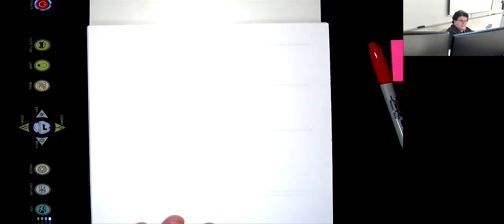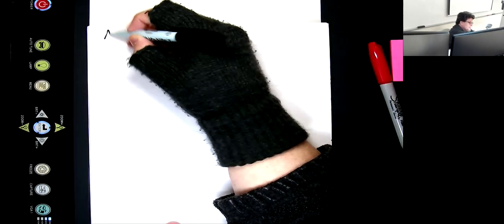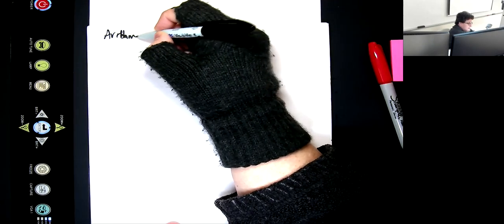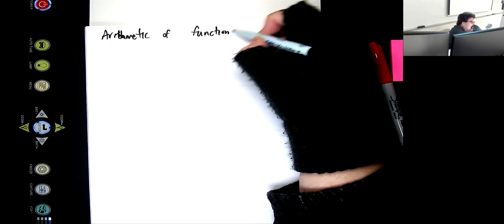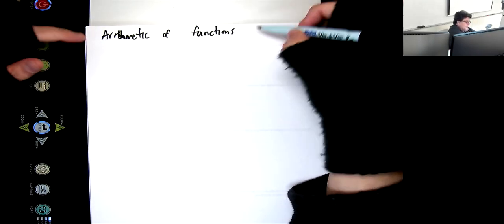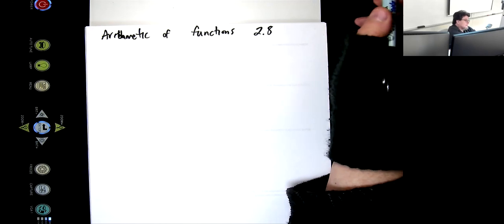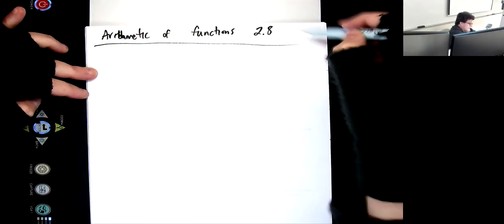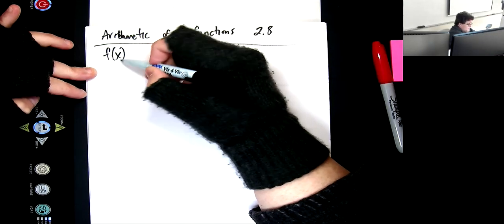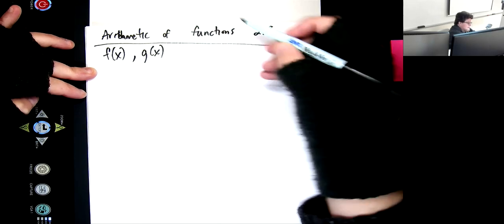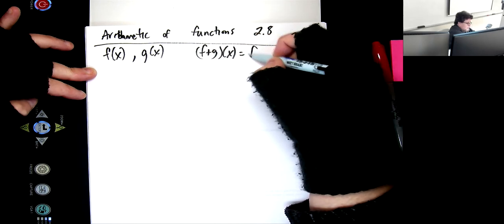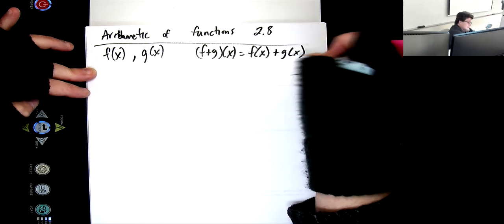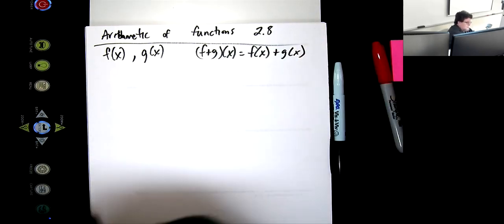All right, let's take a look at arithmetic and functions. This was 2.8. We have two functions, f of x and g of x. F plus g of x like that means f of x plus g of x. If I throw in a minus sign, it means subtract them.